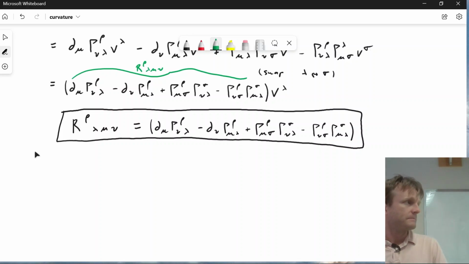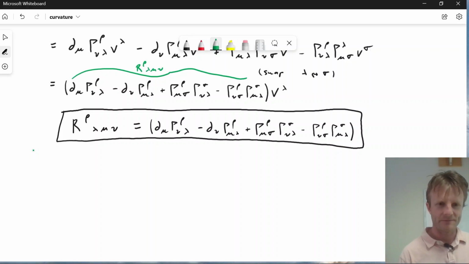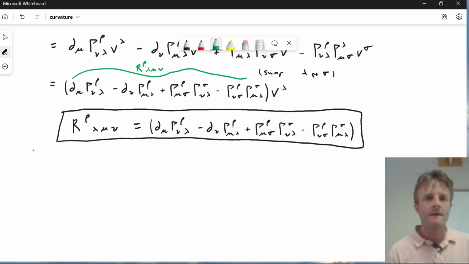So, in terms of symmetries, we'll get to the symmetries. I'm guessing it's anti-symmetric. Well, let's just wait. We'll get to them in 10 minutes or so. Okay.